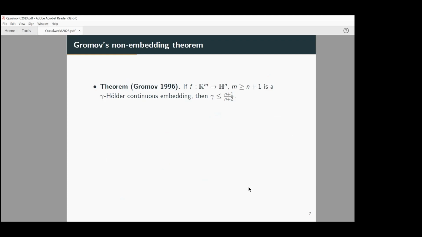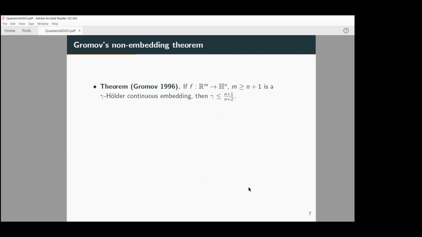If we have a Hölder continuous embedding of the Euclidean space R^m into H^n, then gamma has to be less than or equal to (n+1)/(n+2).